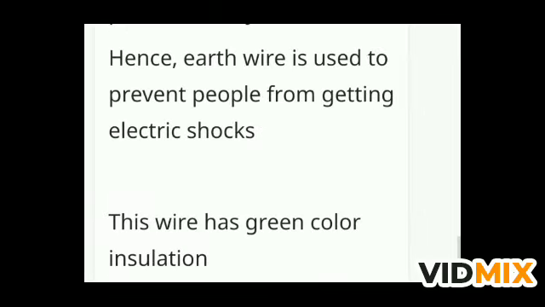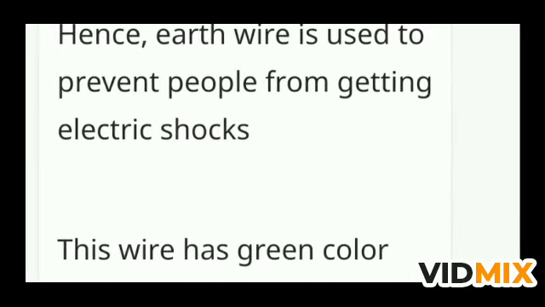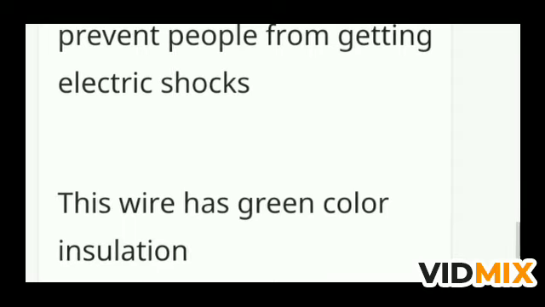Hence the earth wire is used to prevent people from getting electric shock. And this wire has a green color insulation. So green color for the earth, red color for the live, and black color for the neutral wire.